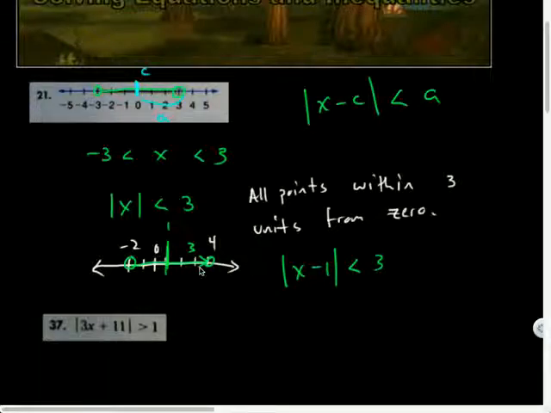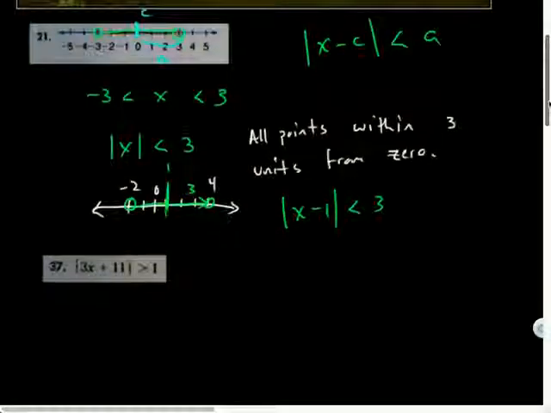Yes. Let's try 3.5 actually, better yet. 3.5 minus 1 is 2.5. Absolute value of that is 2.5, which is less than 3. So it seems like I have accurately represented it. So that's a general approach that you could do.